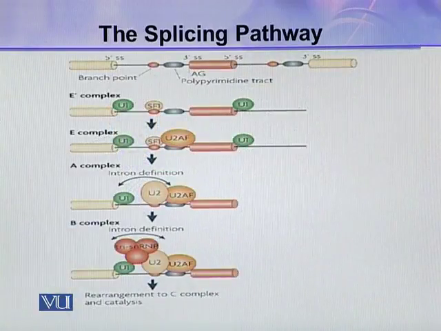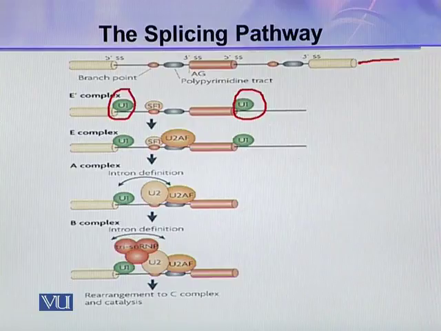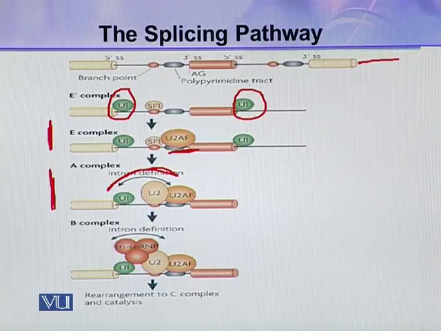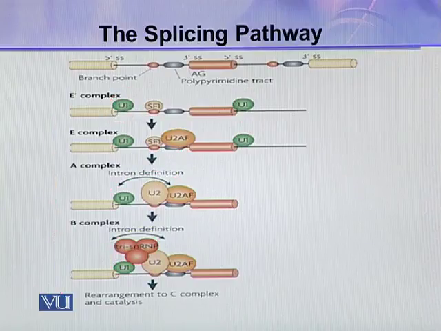So this is the sequence of events. This is pre-mRNA, U1 attaches here, then U2AF comes in, and then there is a slight rearrangement, and then the E complex is formed, then this one is the A complex, and finally when the tri-snRNP comes, this becomes the B complex. So this is the transformation from early E complex to E complex, then to A complex, and finally to B complex, and then this B complex will rearrange to the C complex, and then catalysis will take place.